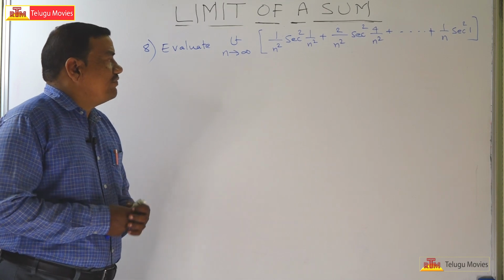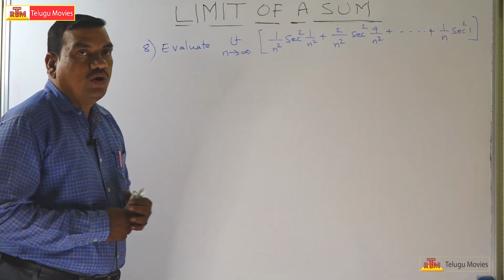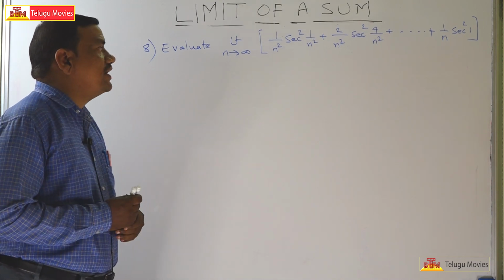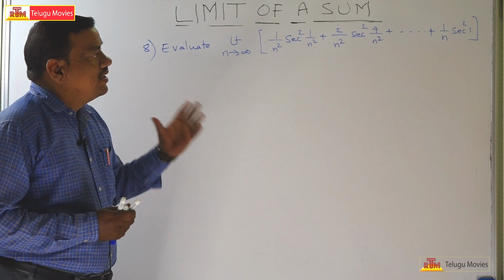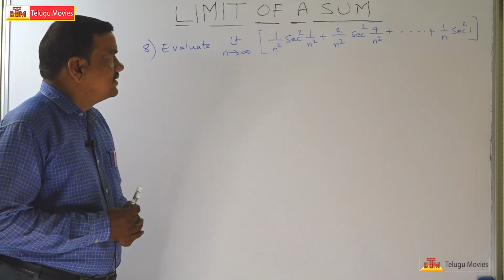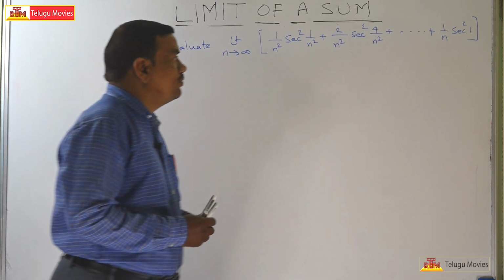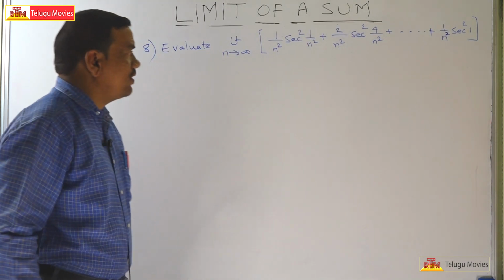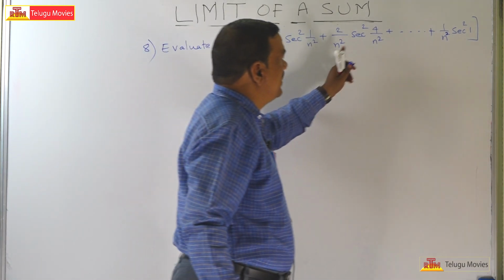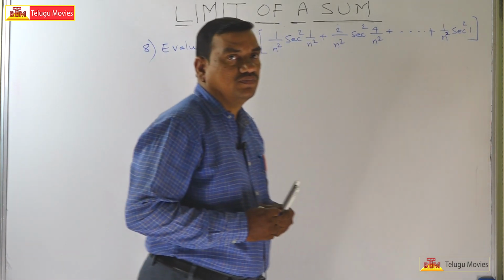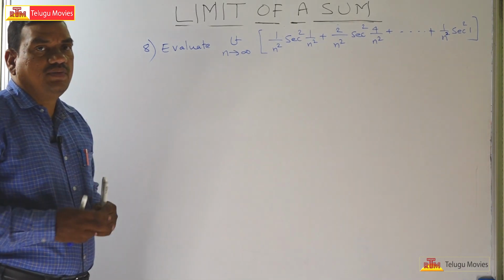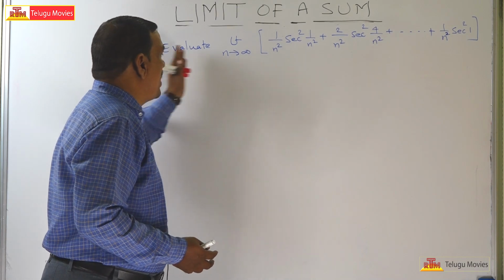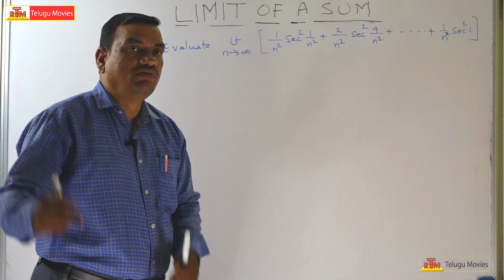Welcome to this problem. Evaluate the limit as n tends to infinity of 1 by n square into secant square 1 by n square, plus 2 by n square into secant square 4 by n square, and so on, up to 1 by n. Sorry, the terms here should be 1 by n square, 2 by n square and so on. Then how to evaluate this limit? If the same problem is given in your examination, the options A, B, C, D will be there.